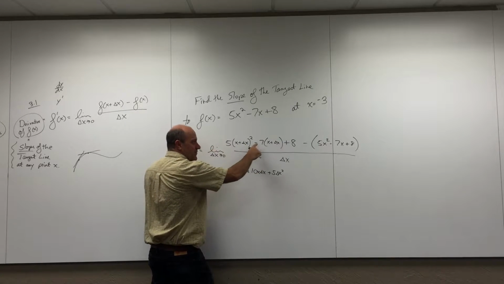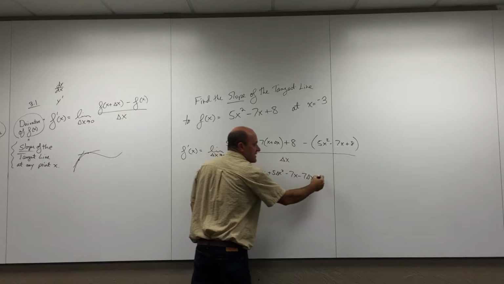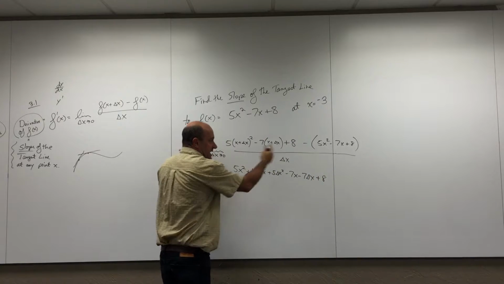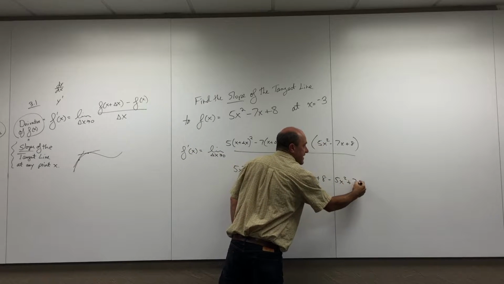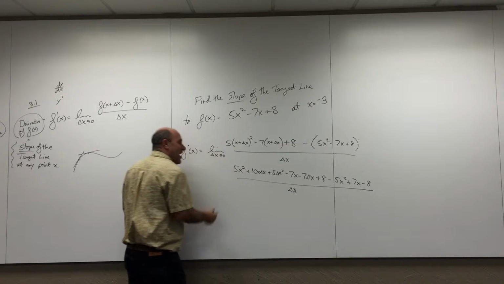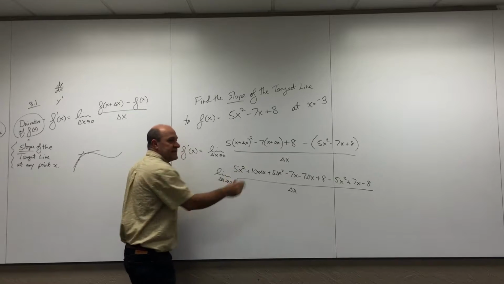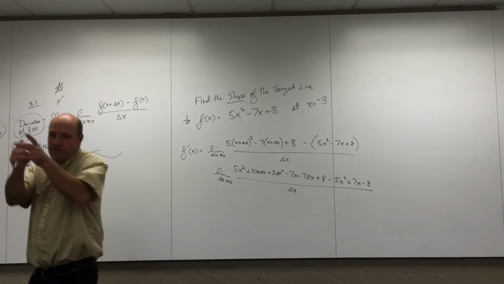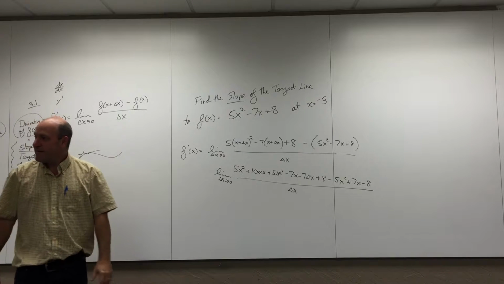Cool. Distribute the 7. Minus 7x, minus 7 delta x. Don't forget the plus 8 is there. Distribute that negative sign: negative 5x squared plus 7x minus 8, all over delta x. It's a long problem, long and a little bit tedious, but if you know how to foil and distribute, you'll be fine.